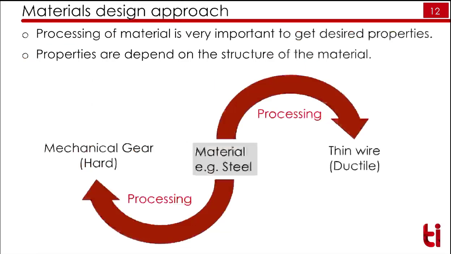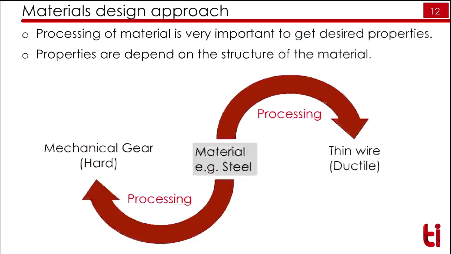Now the materials processing is very important. For example, we have taken a steel. If you process it, we can make the steel into a thin wire. That means we can make the steel ductile in nature, and if you process it in some other way, we can make a mechanical gear from it, and generally mechanical gears are very hard in nature. So what we have done is taken a single material, that is steel. The processing is different in the two cases. In the first case we can make the material ductile, in the second case we can make the material harder.